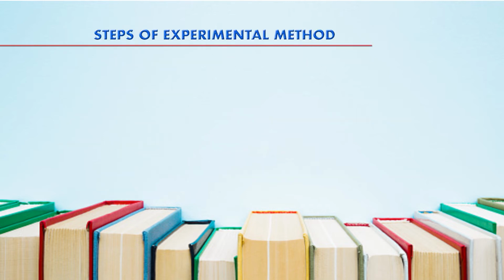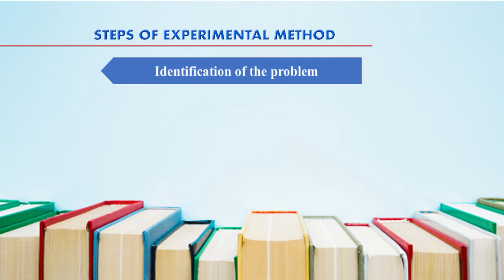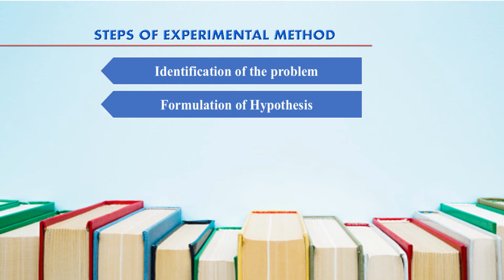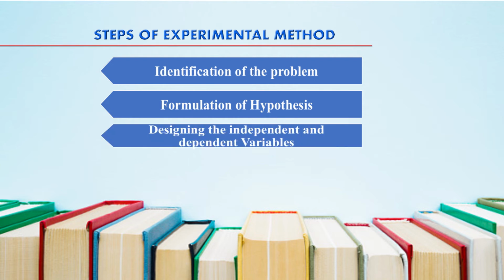Now there are some steps which we follow in experimental method. First step is you identify a problem. You have to take any problem, like in the classroom you have several types of problems which you encounter in our teaching learning. So you have to identify a specific problem, and what can be the different hypotheses for that problem. You formulate those hypotheses. Then you design the independent and the dependent variables.